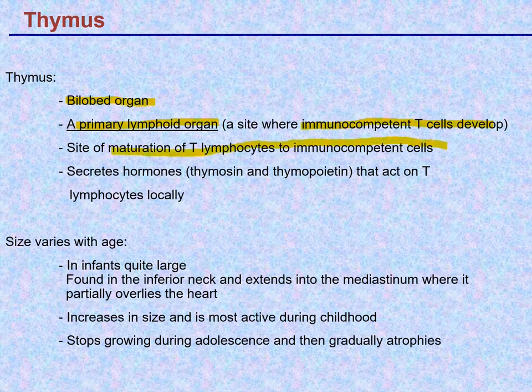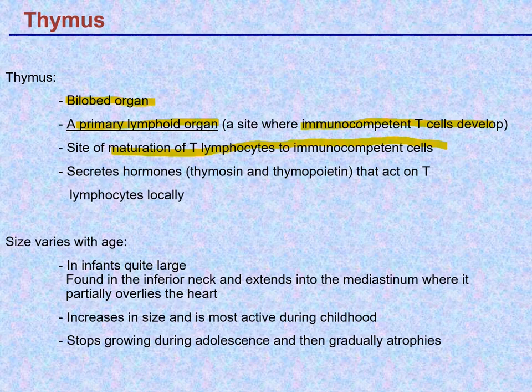It does secrete hormones, but those hormones act on the T cells inside the organ itself. And in many books, it is incorrectly described as an endocrine gland. It is not an endocrine gland. It is a primary lymphoid organ. It does produce hormones, but they don't get secreted into the blood. They act locally only. The organ is not part of the endocrine system. The organ is not a gland. It is a primary lymphoid organ, site of development of T cells.